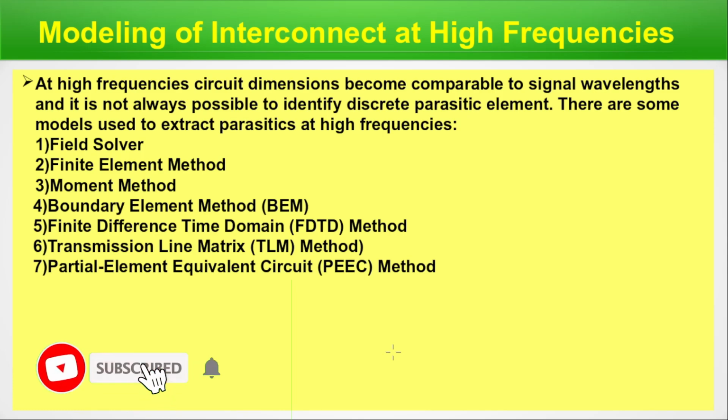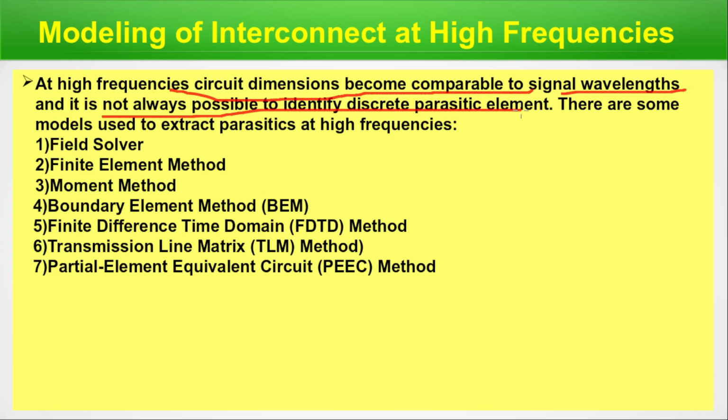Now finally, modeling of interconnect at high frequencies. These are some models we use. At high frequencies, circuit dimensions become comparable to signal wavelengths, and it's not always possible to identify discrete parasitic elements. There are some models used to extract parasitics at high frequencies. Field solver, we already mentioned it. Actually, a field solver solves Maxwell's equations.